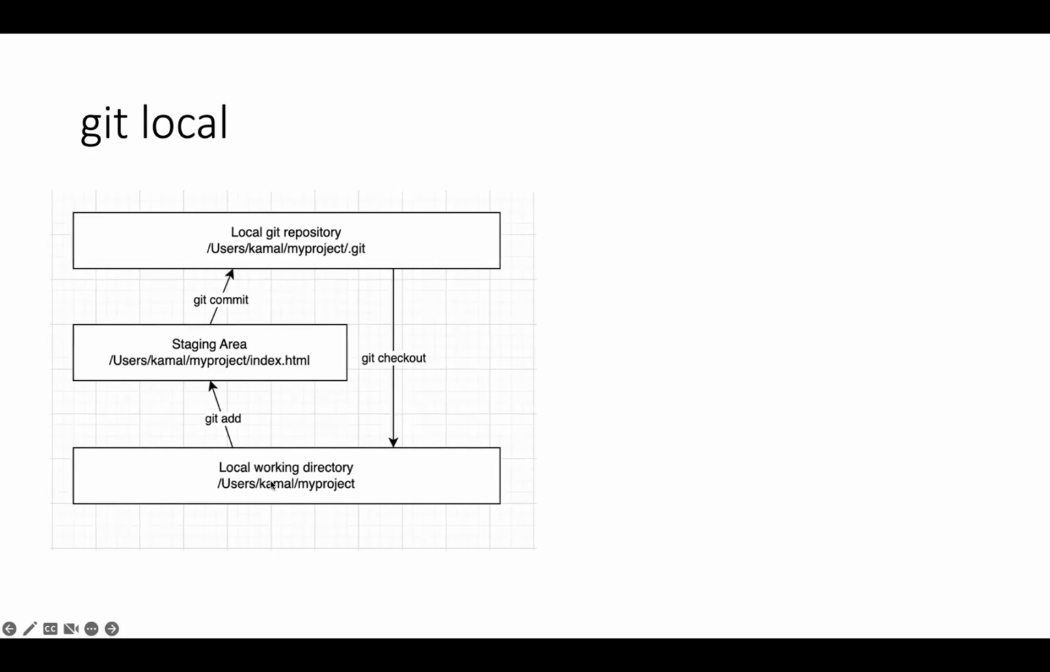And you can also add multiple files into the staging area. If you want to add all the files in a directory to the staging area, you could use dot notation, which represents all the files in the current directory. Then we have git checkout, which checks out a particular branch from the local repository into the working directory. This is useful when you want to switch between multiple branches on your local machine.